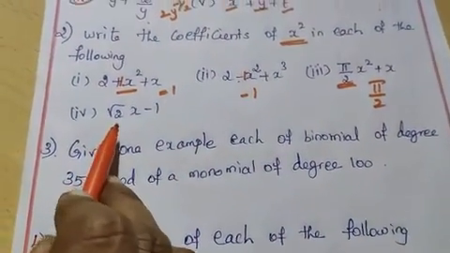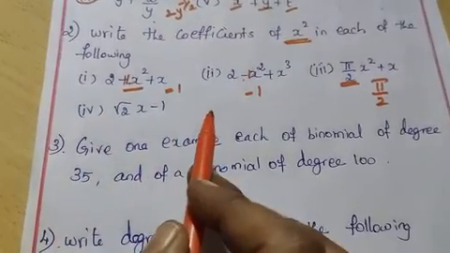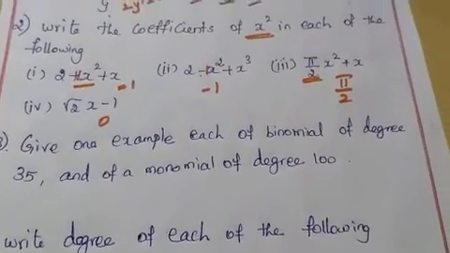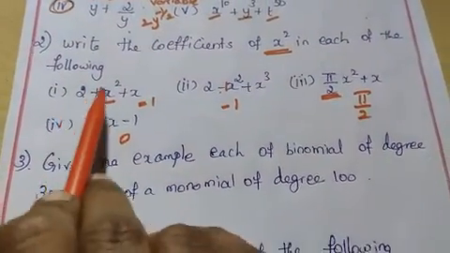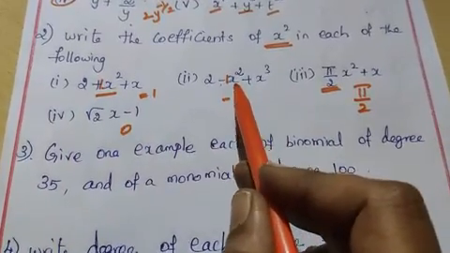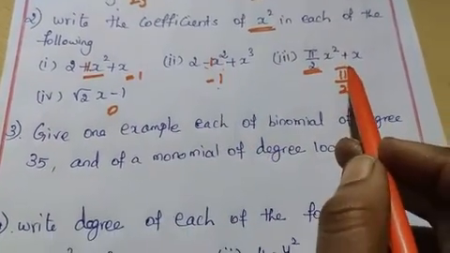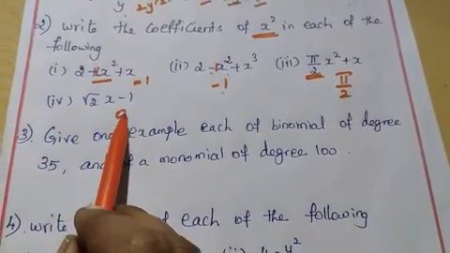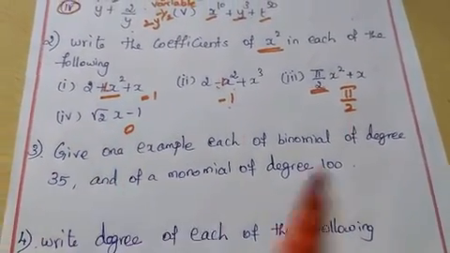What about this question? Here there is no x squared term, so it is 0. If no term is given, it means it is 0. So the coefficient of x squared in the first question is 1, in the second question it is minus 1, and in the third one it is pi by 2. In the fourth one, there is no x squared term, so it becomes 0.